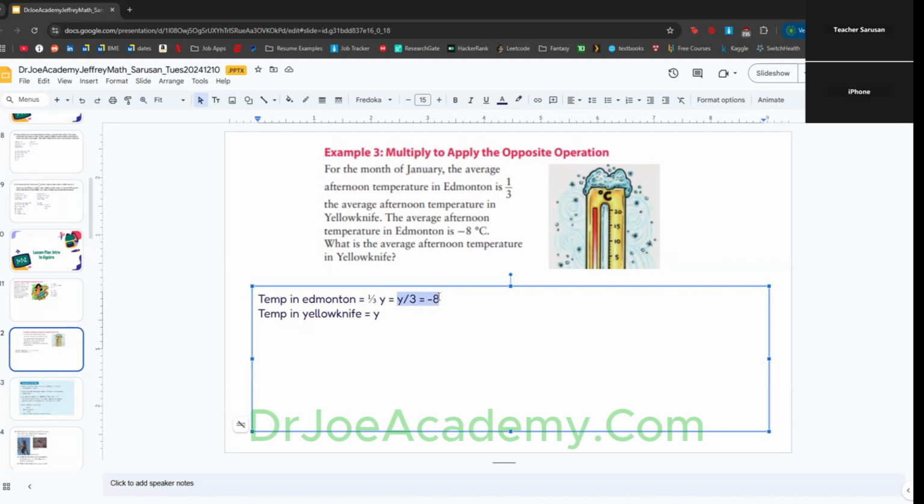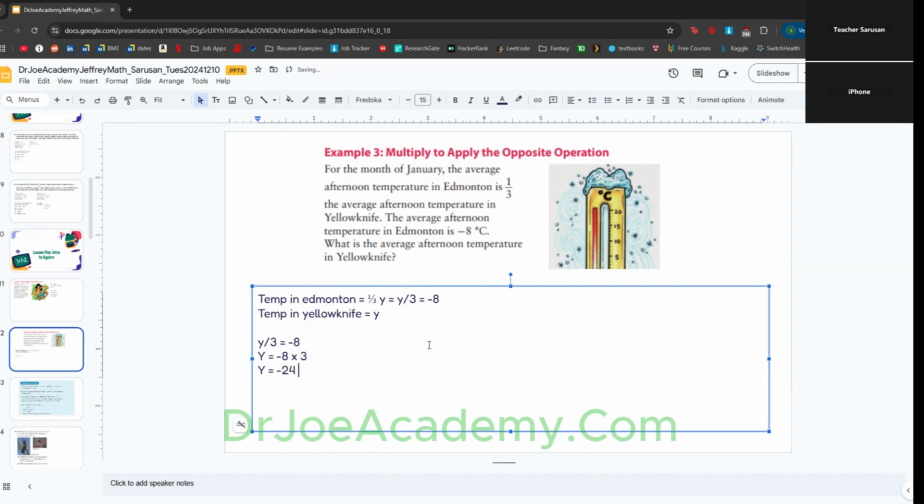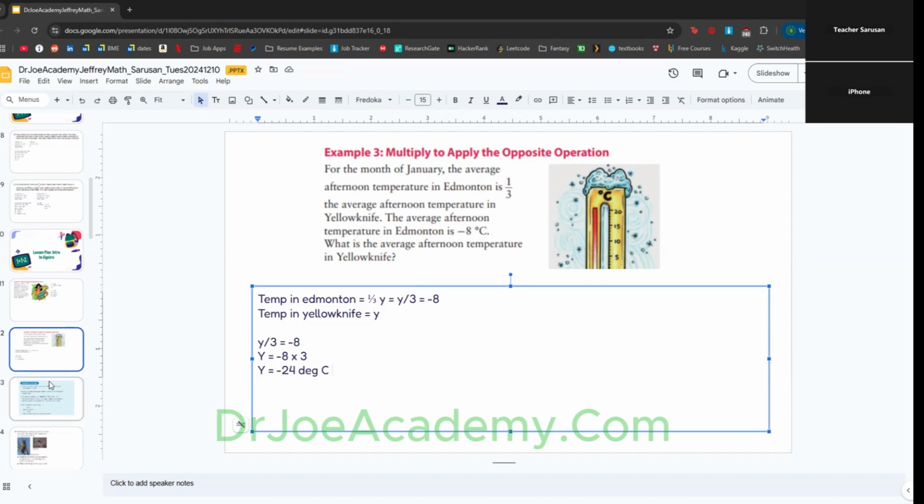So we already know this information right here. Y over 3 equals -8. So the temperature in Edmonton equals -8. And how do we represent the temperature in Edmonton? We can call it Y over 3. So let's write that down. Y over 3 is -8. To find Y, we simply multiply by 3. So we have -8 times 3. That equals -24 degrees Celsius. Alrighty, so pretty simple, straightforward.